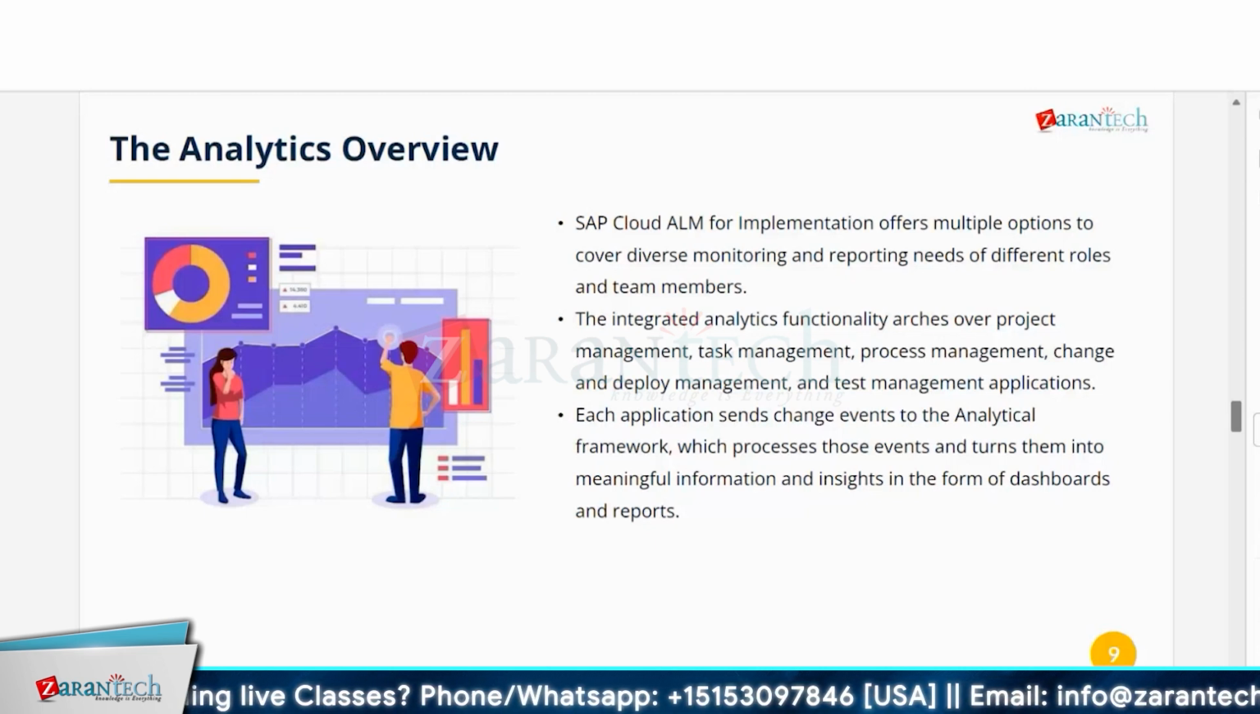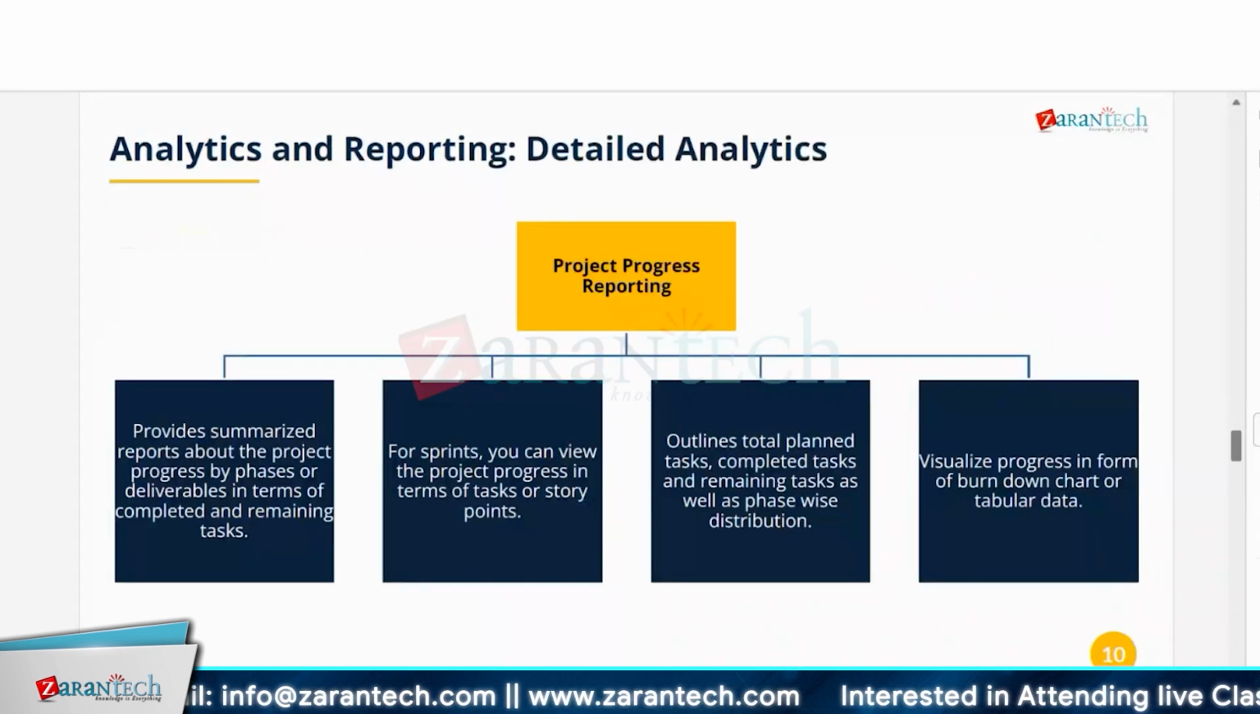So all of these, like I change the requirement, right? The status changes, and in the background that information comes to the analytics section, the analytics page. And from there you can see it in dashboard form and reports, right? You can pull down a report, so different things, right? Again, project reporting. It gives you summarized reports about the project.